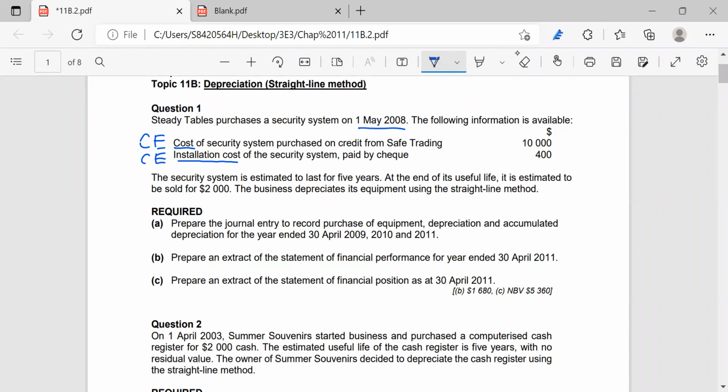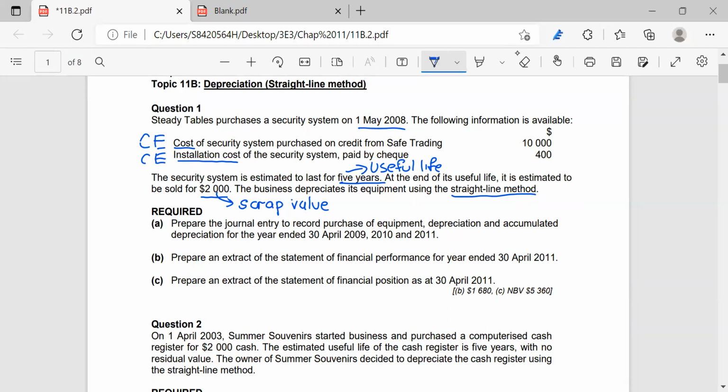The security system is estimated to last for 5 years. So 5 years, this is actually your useful life. At the end of the useful life, it is estimated to be sold for 2,000. This 2,000 is your scrap value. So basically this means that at the end of the day, you can get this back, so you don't depreciate this. The business depreciates its equipment using the straight line method.